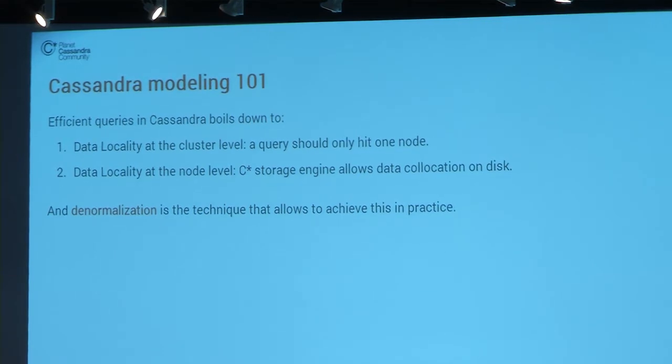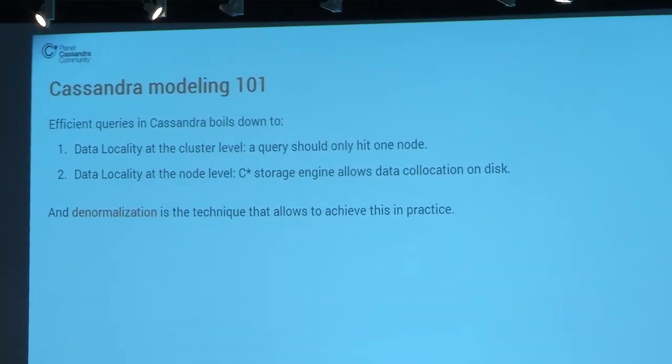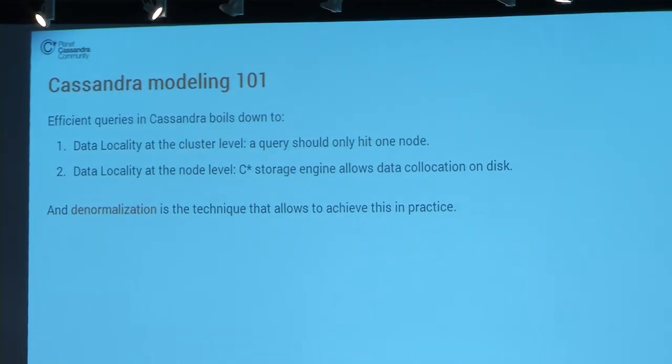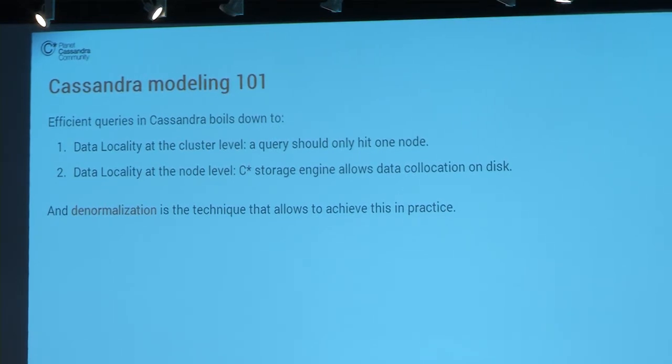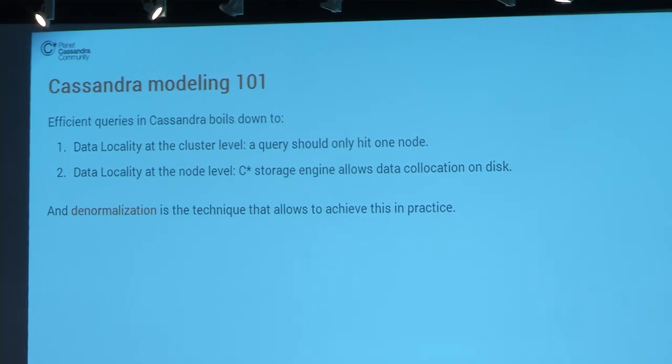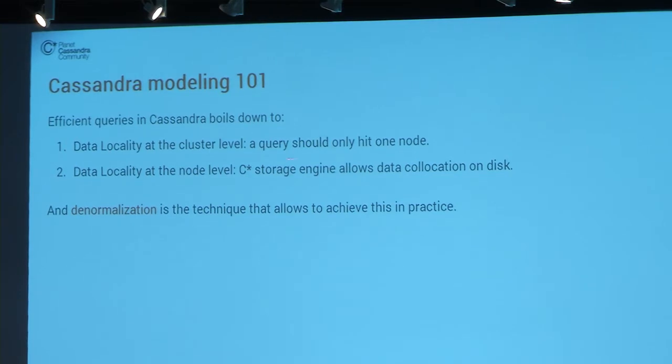And we use denormalization a lot in Cassandra. Denormalization is really the technique that allows you to have both of those things. Because the reality is that in any generic and useful data model, a given piece of data will appear in different queries alongside a different set of data. So if you don't copy data in multiple places, you cannot achieve data locality on the cluster and the node level for all your queries.